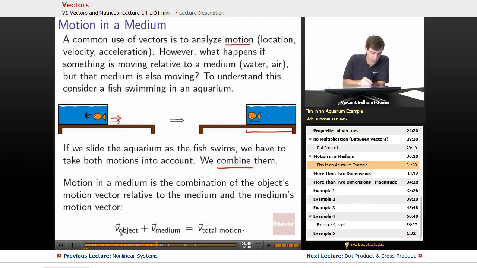So we can break this down into the velocity of the object plus the velocity of the medium is equal to the velocity of the total motion. So the fish relative to the table is the addition of the velocity of the fish in the water plus the velocity of the aquarium as vectors, because the velocity vector in one case is going to be positive, and for the other it will be negative, because they're going to be pointing in opposite directions.